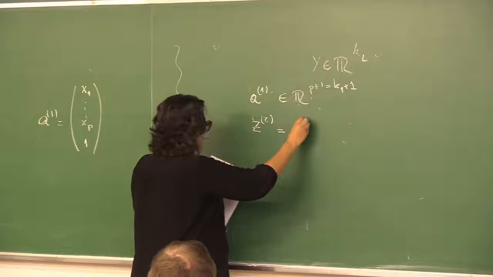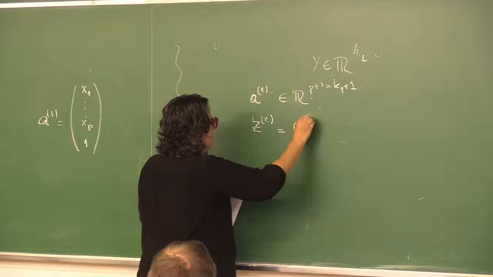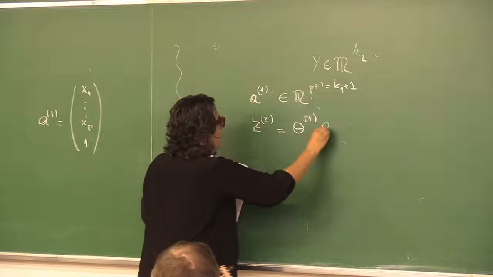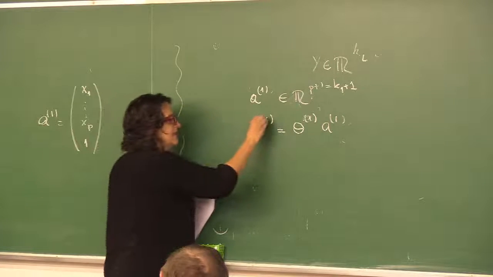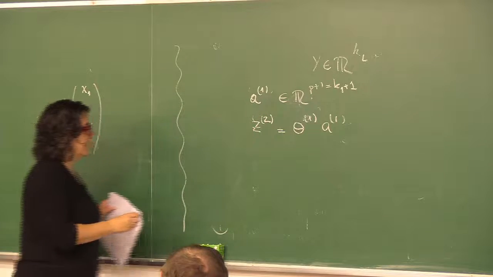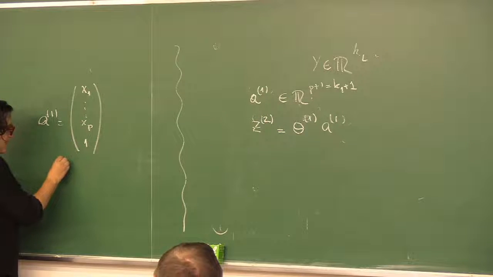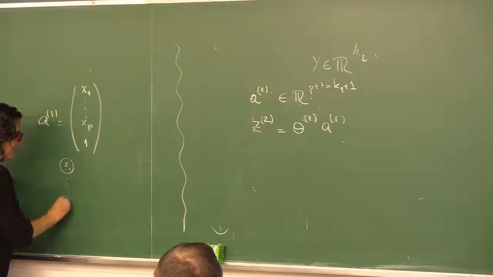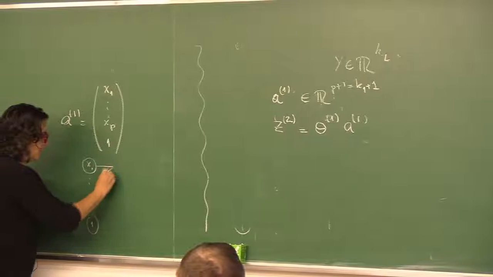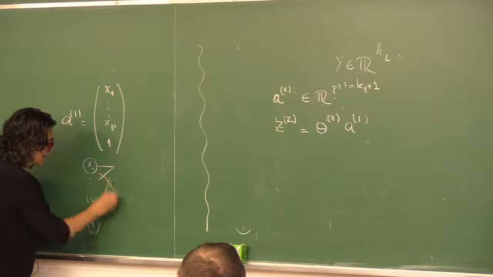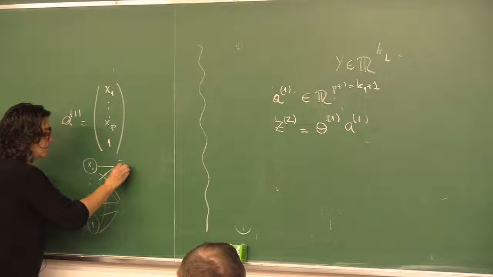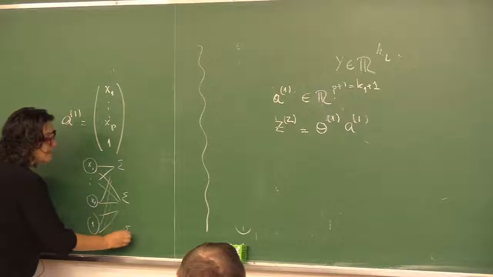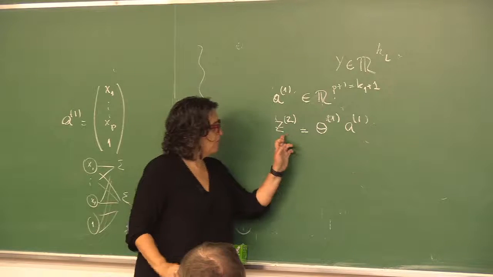Theta 0, no, theta 1, times A1. This is C2. What is this part? Remember that I told you I have X1, XP, and 1, and now I'm going to do a lot of linear combinations of this. This is the first linear combination, this is the second, this is the last. Okay, I will put everything in this vector.